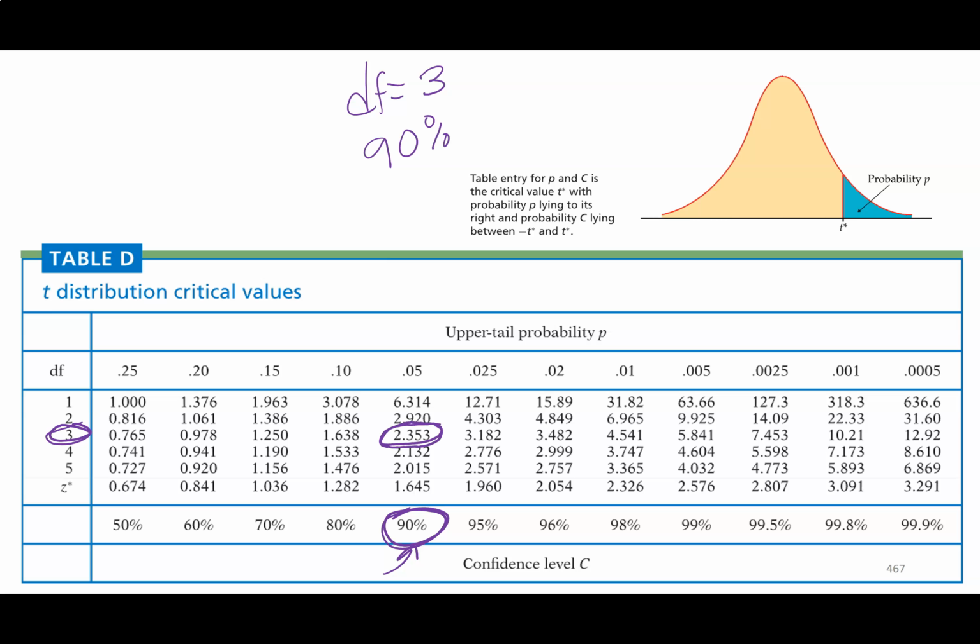So my t star, when I have 3 degrees of freedom for a 90% confidence interval, it's 2.353. So I'm not going to use 1.645 because I can't use the Z methods, but I can use T methods.